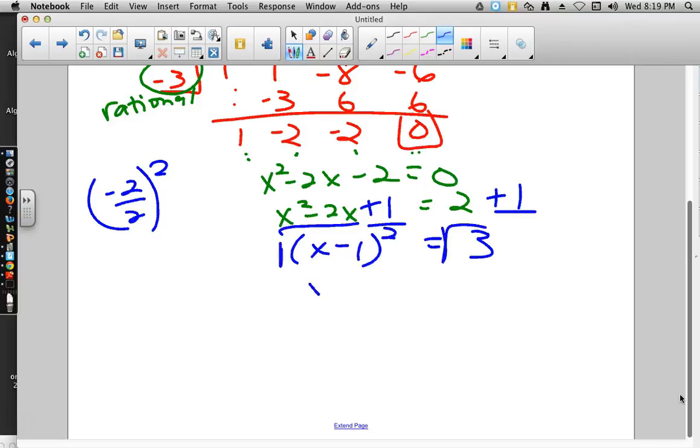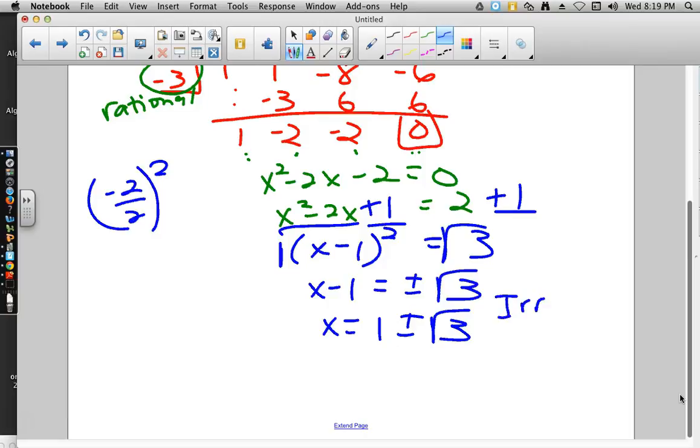Square root both sides, x minus 1 equals plus or minus the square root of 3. And then add 1 to both sides. And there are the other two zeros. 1 plus the square root of 3 and 1 minus the square root of 3, which of course would be the other two really nasty decimals that we saw up there earlier. So these will both be irrational.